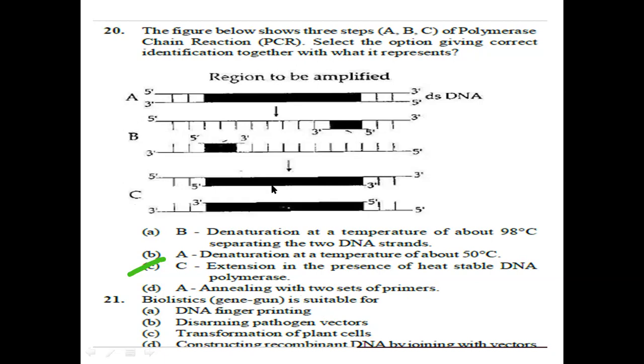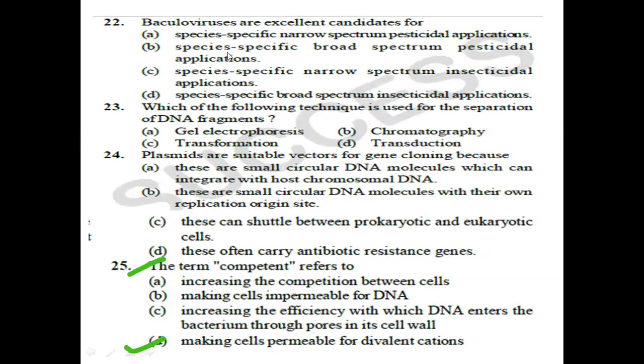Next, biolistics. Biolistic or gene gun is suitable for DNA fingerprinting, disarming pathogen vector, transformation of plant cell, or constructing recombinant DNA by joining with vectors. Gene gun is one of the methods of transforming the recombinant DNA. Therefore it is used in construction of recombinant DNA by joining the vectors.